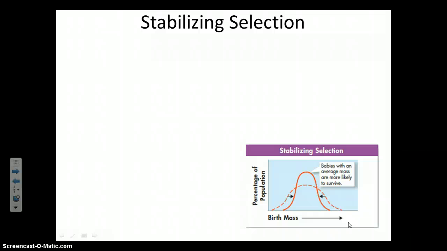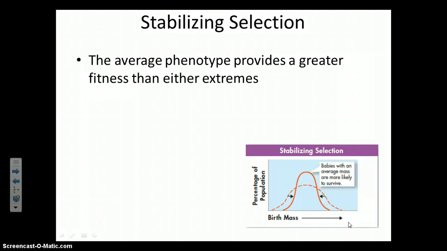Stabilizing selection means that it's the average phenotype that provides a greater fitness than either extreme.